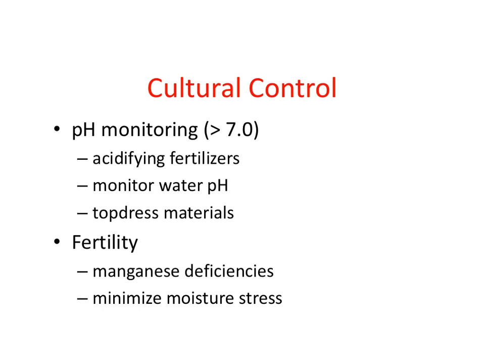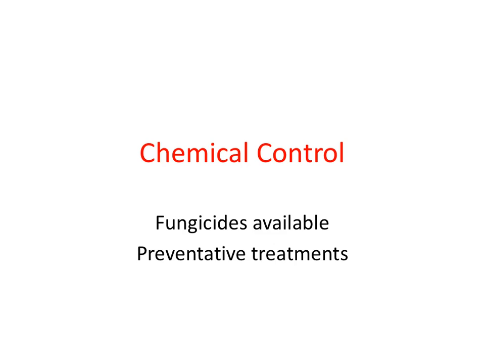If nutrient deficiencies are present, take corrective measures, especially if manganese is deficient. Manganese deficiencies have been shown to enhance the severity of take-all patch. There are fungicides available for control of take-all patch. Control is best achieved preventatively, which would require applications be made in either spring or fall.